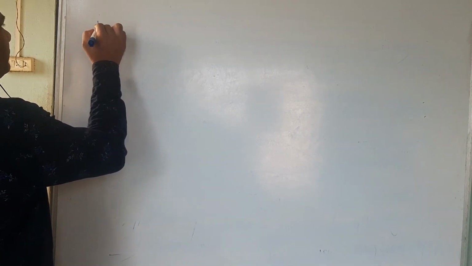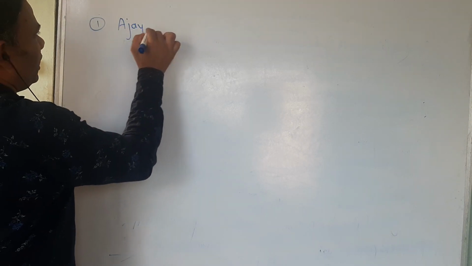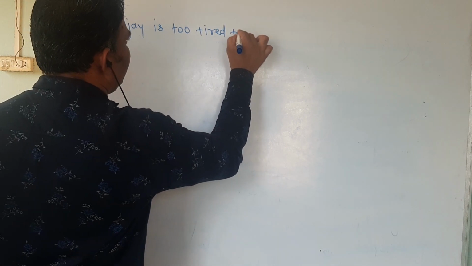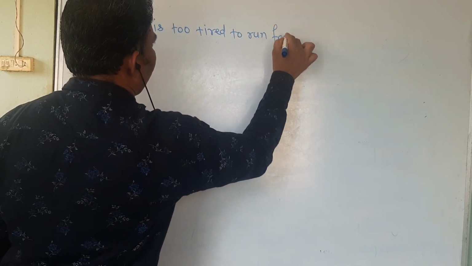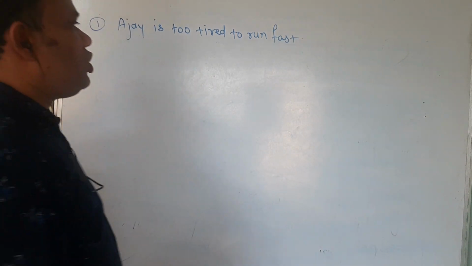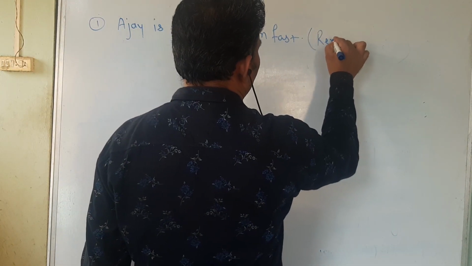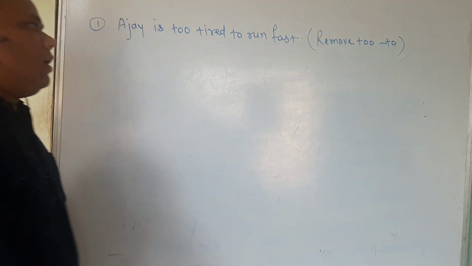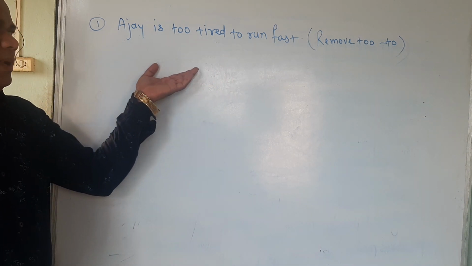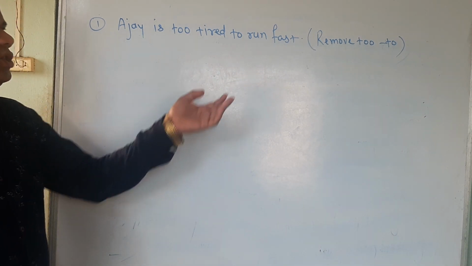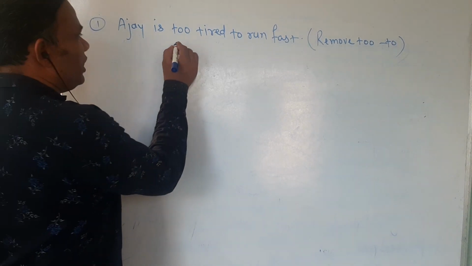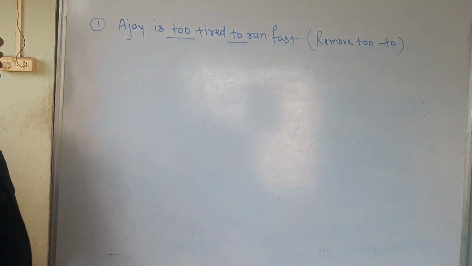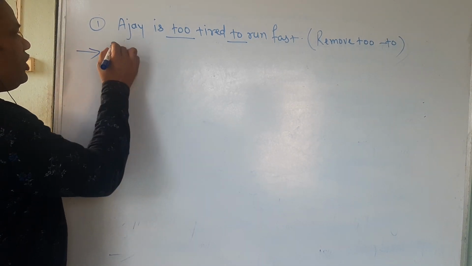First one, Ajay is too tired to run fast, and here the instruction is remove. So as I already explained, the word remove means to cancel. So in the sentence we find that two twos are there. One is TOO2, another is TO2. So answer we have to start from the subject itself.